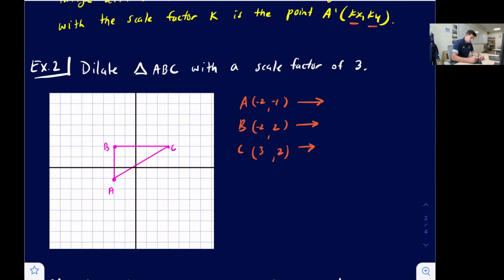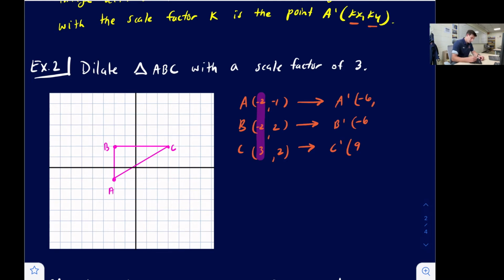Okay. So now we're going to say A prime, B prime, and C prime. So we're just going to multiply these coordinates right here by 3. Okay, so if we do our x coordinates, let's say -2 times 3, so we have -6. -6, and 9. Hope that's going to fit on my graph.